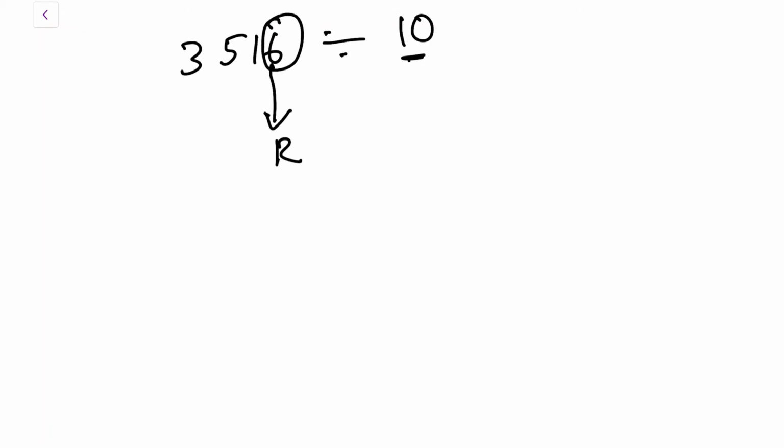Now, I want you to try this. Quickly tell me what is the quotient and what is the remainder. The number 3516 is divided by 10. So, what's your remainder? Perfect. 6. The digit in the ones place. And the remaining digits, that is 351, is your quotient.